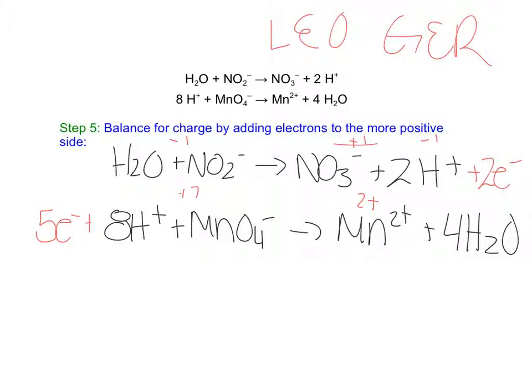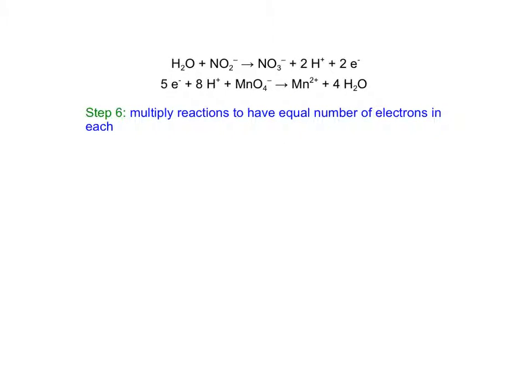At this point, that's when I can identify who is oxidized and who is reduced. So we are losing electrons in our first reaction, therefore this is our oxidation. Our second reaction is gaining electrons, this is our reduction. Now, just like in our other balancing, we need to make these number of electrons the same. To do that, we are going to multiply our reactions.